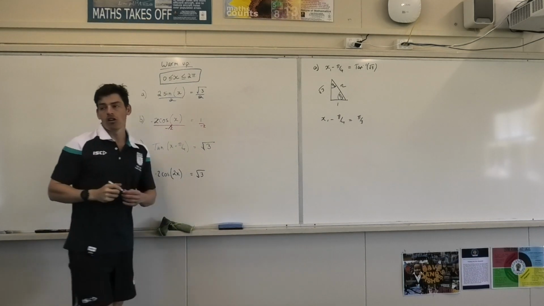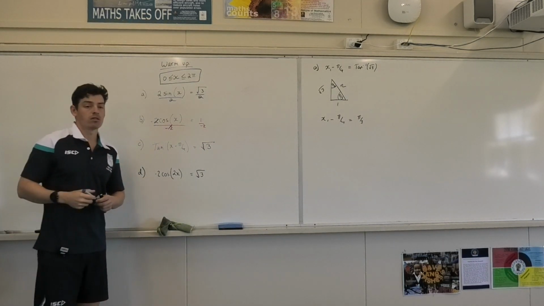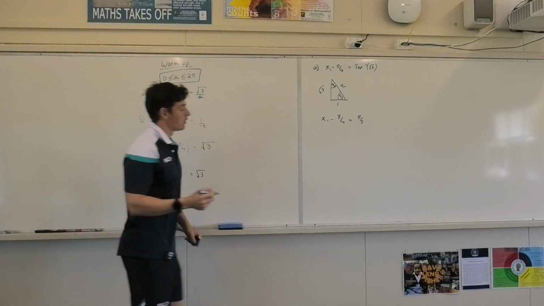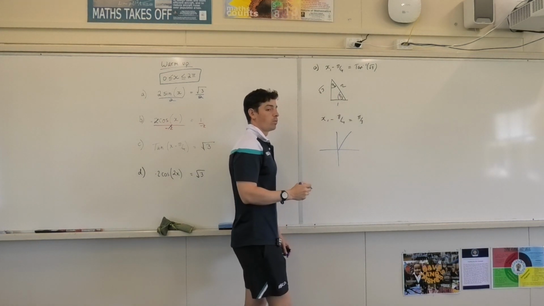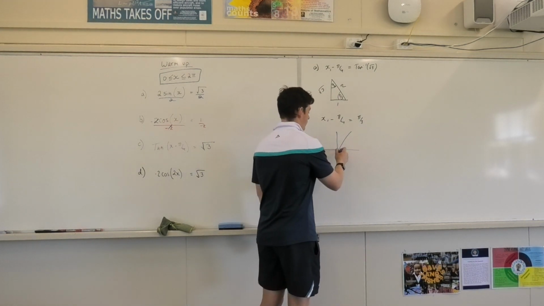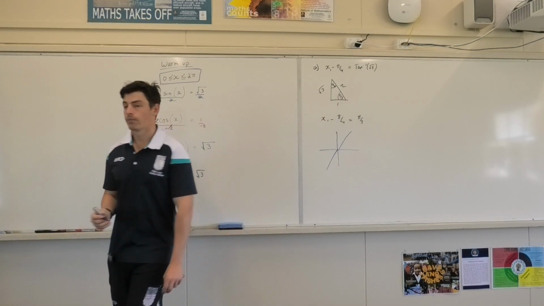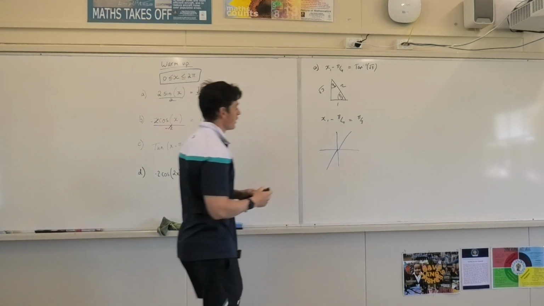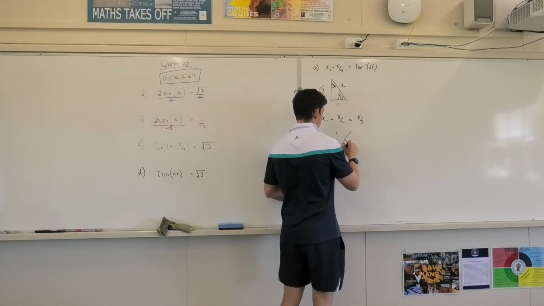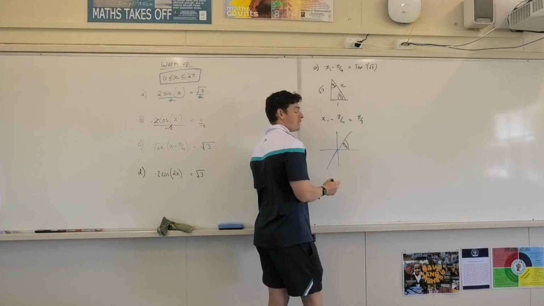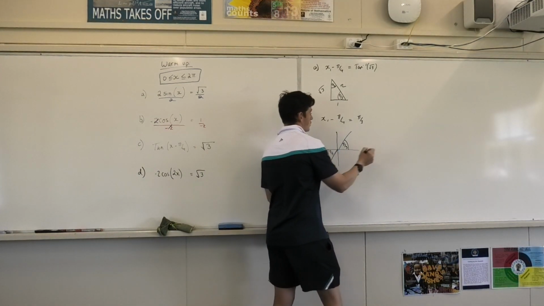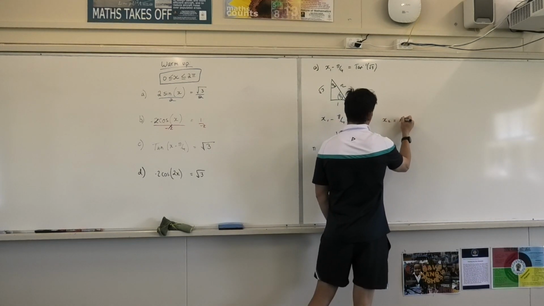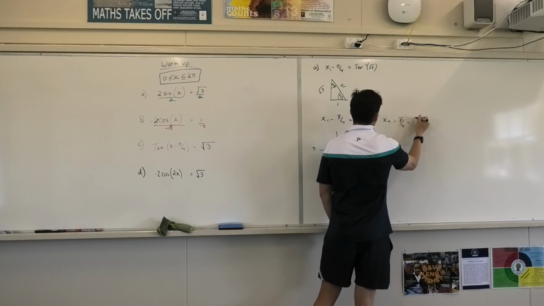Where else does this occur? Is that the only place that tan equals root 3? Where else? I draw my circle. I know that it occurs there. Where else does it occur? Which quadrant? Quadrant 3. So if x1 equals pi on 3, what's x2 going to equal? Pi plus pi on 3. So x2 minus pi on 4 will equal 4 pi on 3.